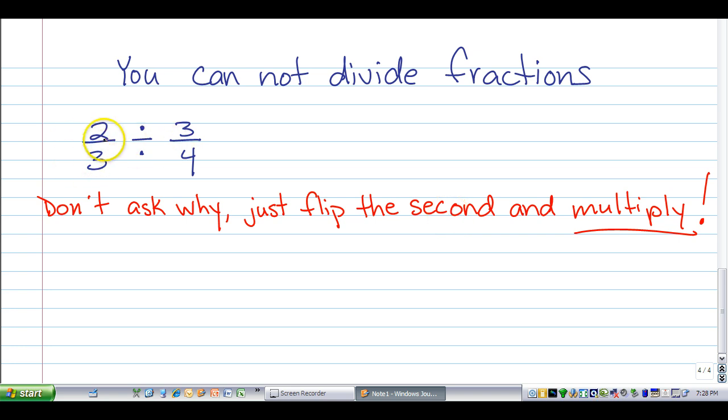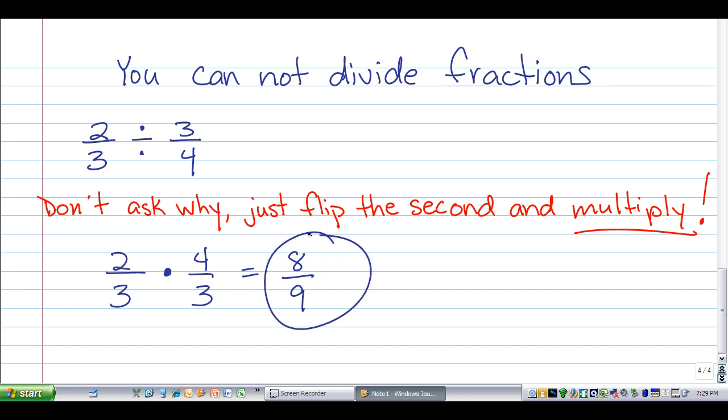So for 2/3 divided by 3/4, don't ask why, just flip the second, 4/3, and multiply. Remember, you cannot divide fractions, but you sure can multiply them. Well, now I can finish this problem. 2 times 4 is 8. 3 times 3 is 9. And is that in simplest form? Yes, it is. So that is the answer. So 2/3 divided by 3/4 is 8/9.